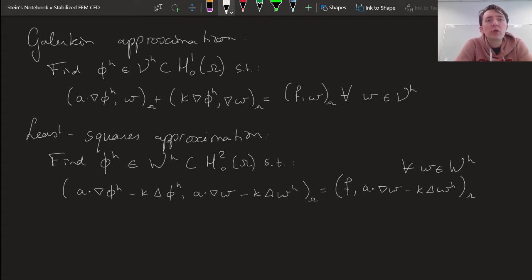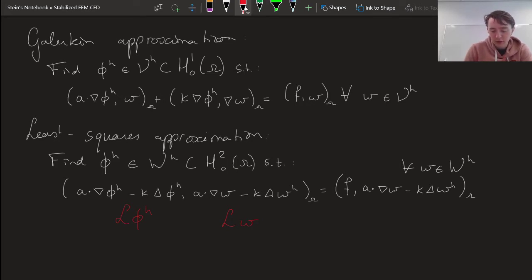And then we have the least squares formulation, where we have this differential operator acting on phi and a differential operator acting on w. Now, both of these formulations have problems. Again, the Galerkin approximation is somewhat unstable. It produces these oscillatory solutions, and we're not happy with that.